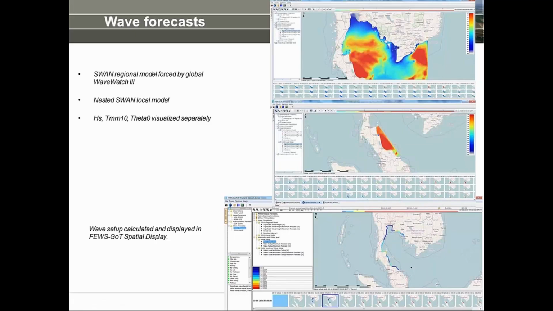Down below you can see the wave setup calculated in Delft-FEWS along the Thai coast. SWAN doesn't directly provide the wave setup calculation. So based on the wave heights and wave period calculated by SWAN, we use empirical equations to calculate wave setup at different locations along the Thai coast in Delft-FEWS. Then we aggregate to a grid data set, which is visualized in the figure below.